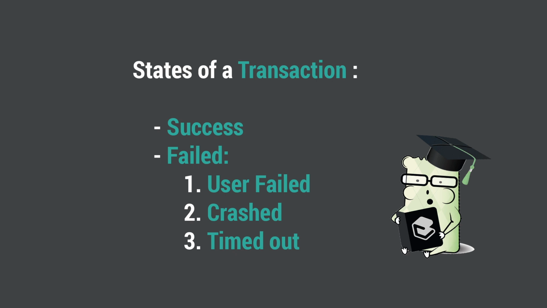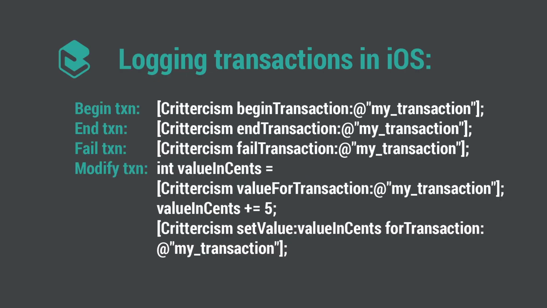Timed out. A transaction timed out state may be reached when a transaction has remained open longer than the threshold period of time. Once the threshold is crossed, the transaction is closed and sent to Crittercism, where stakeholders can monitor the number of timed out transactions. The timed out period of a transaction can be tuned dynamically via the Crittercism portal.